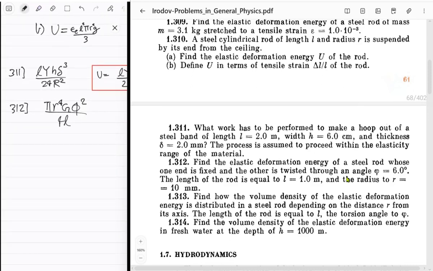Now 313. Find how the volume density of the elastic deformation energy is distributed in a steel rod. What? Volume density of deformation energy is distributed in the steel rod. Depending on the distance r from this axis, length of the rod is equal to L. The torsion angle is equal to phi. Oh, hey, I know a way to do this.